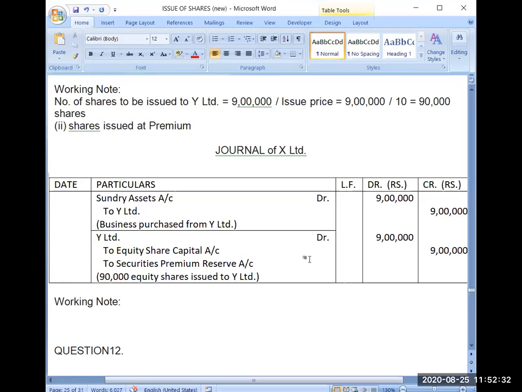First, be clear about the journal entry. First, tell me the journal entry is clear or not. When I am issuing shares to Y Limited at premium, I will be doing this journal entry. So first journal entry should be clear. Okay, now coming to the amounts part. For amounts part, first we will prepare a working note. See, this amount will remain same because I have to pay 9 lakh to Y Limited.